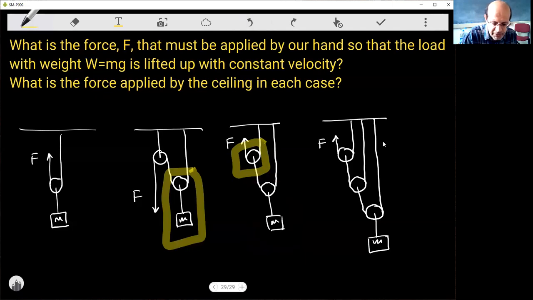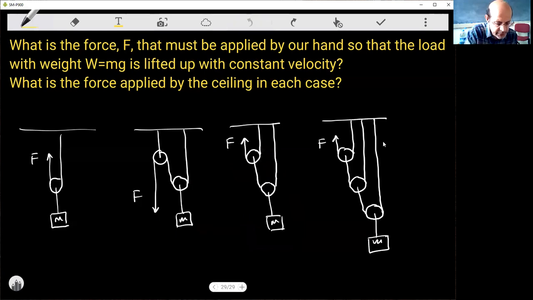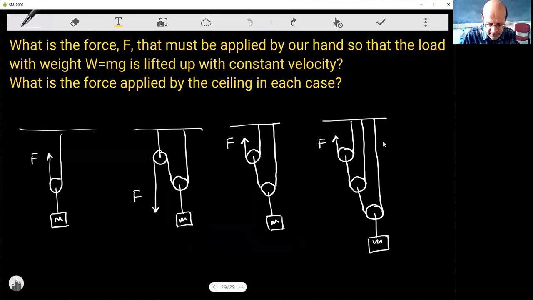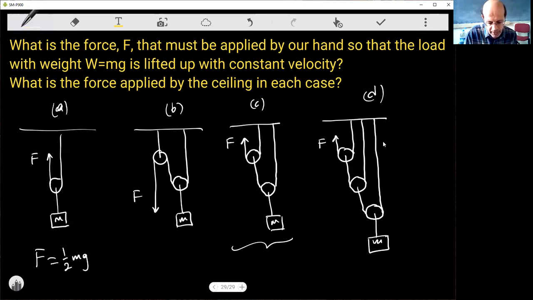So in any case, let me just solve this problem for this one, because I don't have much time left in here. So let me say this is A, B, C, D. I'm going to solve it for part C. In here, I'm just going to say that this is 1/2 of mg. And in the second part, that's also equal to 1/2 of mg. In part D, I'm going to say that this is equal to 1/8 times mg.